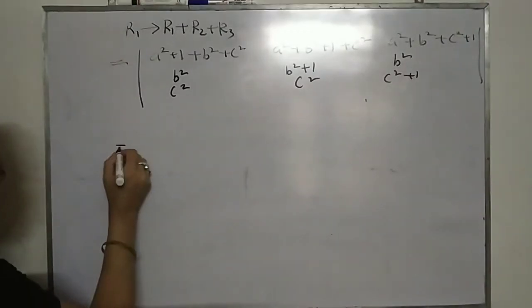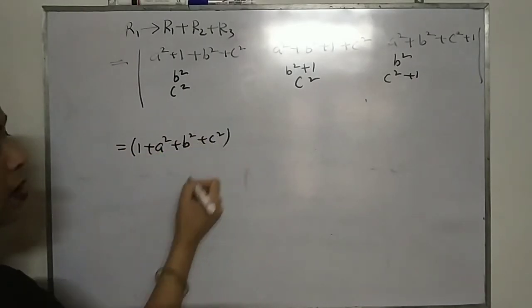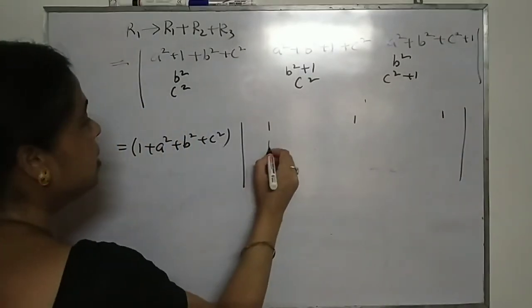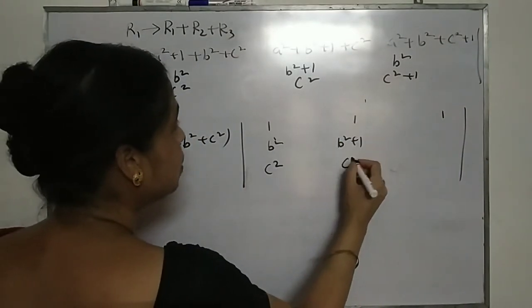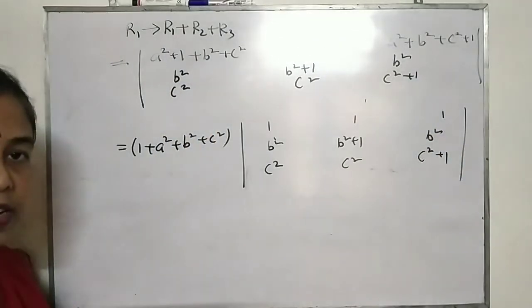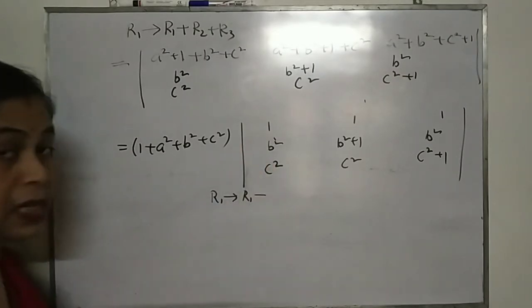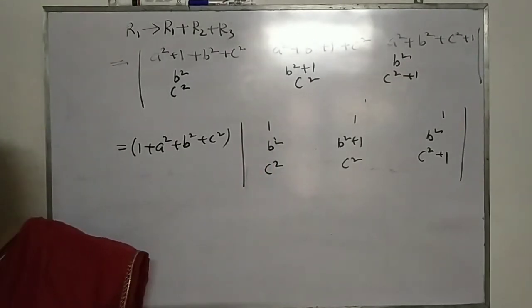Now I will take common 1 plus A square plus B square plus C square. Here what will be left? 1, 1, 1. Keep this as it is. B square, C square, B square plus 1, C square, B square and C square plus 1. Now hope you understand what to do. You replace R1 by R1.